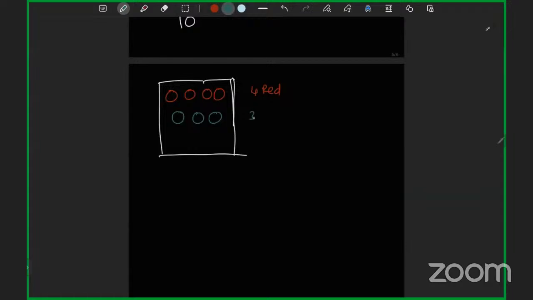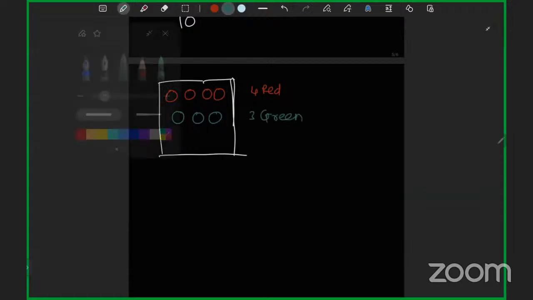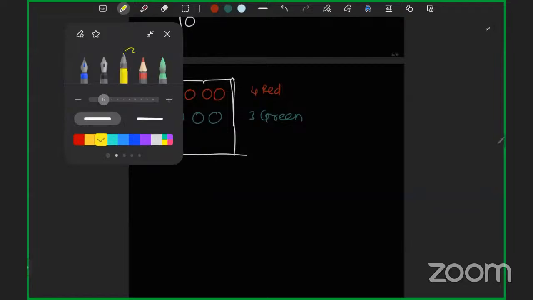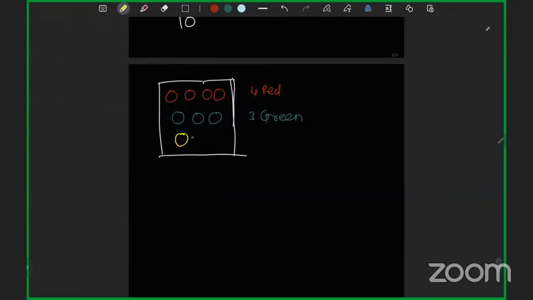Okay. Now let's see a case. Let's say I have four red balls. So these are balls, okay? Four red. Then I have, let's say, three green. Okay? Three green. And maybe let's take yellow. So I have two yellow. So all these balls are there.